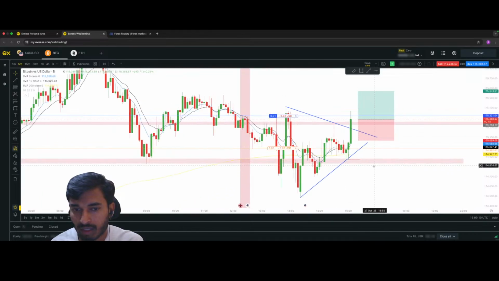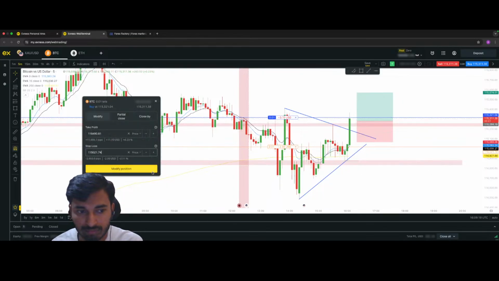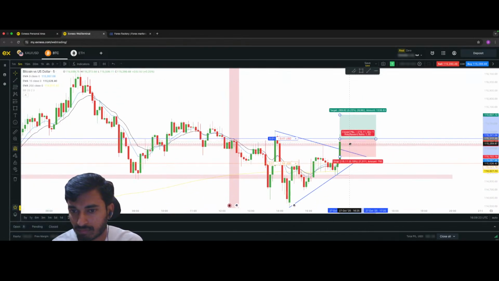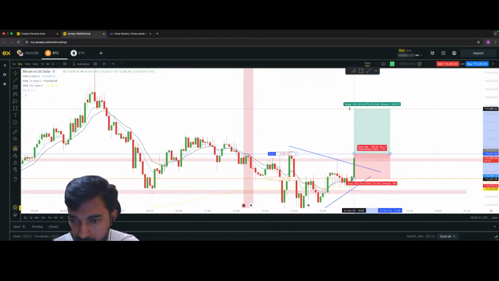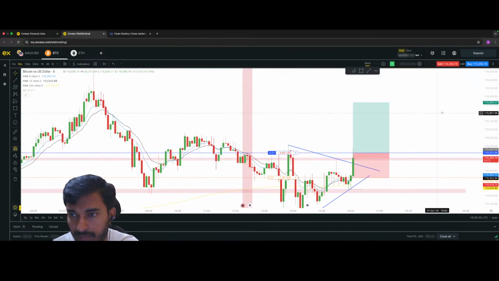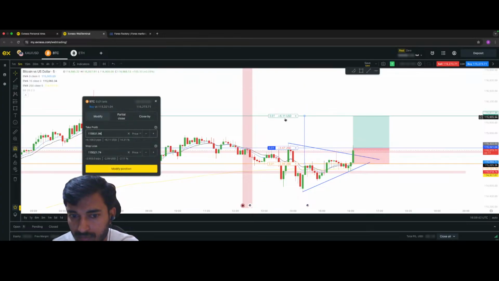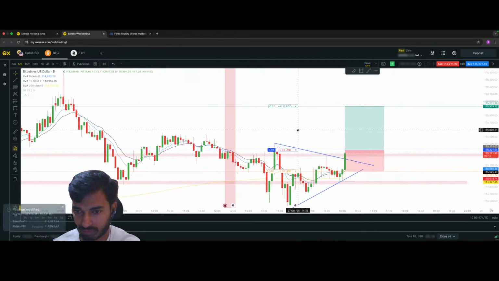Okay, so I need to shift this stop loss to this $3. The stop loss is over here, then we'll take 1:2. The target is here. $3 is the stop loss and $6 is the profit.